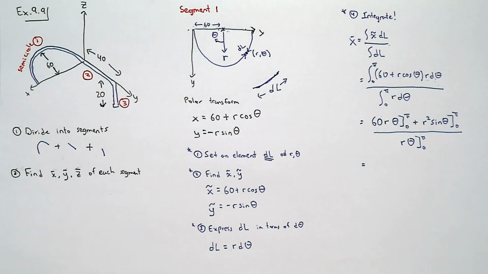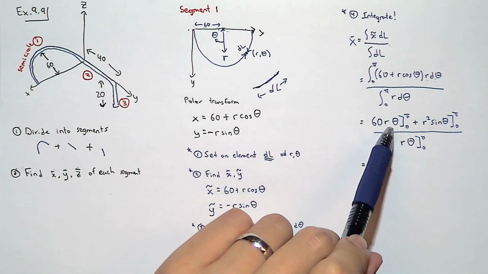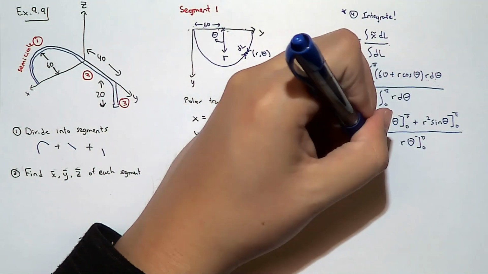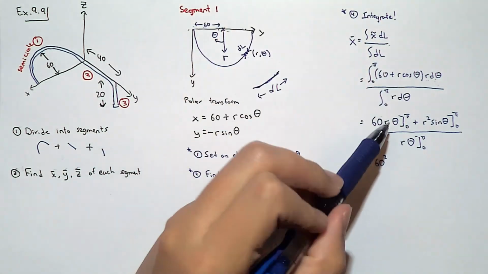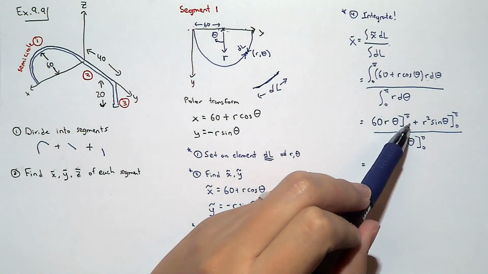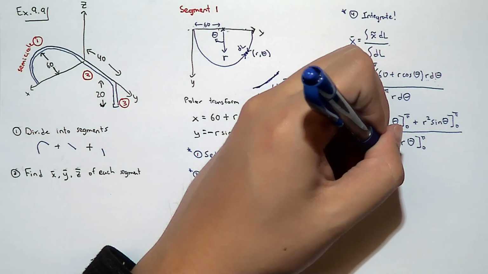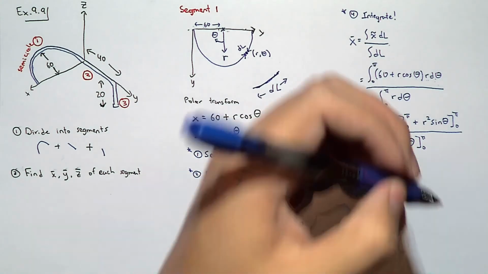And finally, we have an expected answer, right? What did we expect x bar to be for this semicircle? 60, right? So that's what we're expecting. Let's see if that's correct. 60r, r is equal to 60. So this is actually just 60 squared multiplied by theta evaluated from 0 to pi. So that's multiplied by pi minus 0. So that's just pi. Okay?